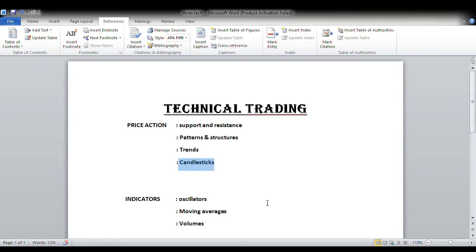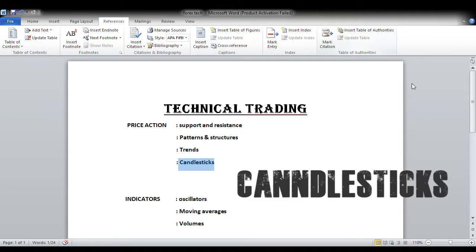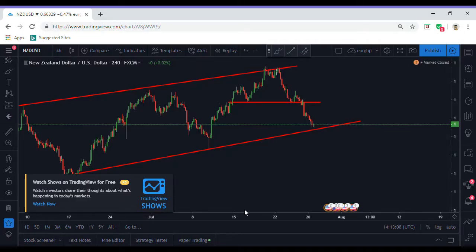So the last thing that I'm going to talk about on price action is candlesticks. So let's go on to the chart and see. The only candlesticks that I take into consideration are the pin bar, the bullish engulfing and the bearish engulfing. Things like harami and dojis, I don't really take them seriously, because even on investing.com, they consider these candlesticks as low reliability, so I don't take them much seriously.